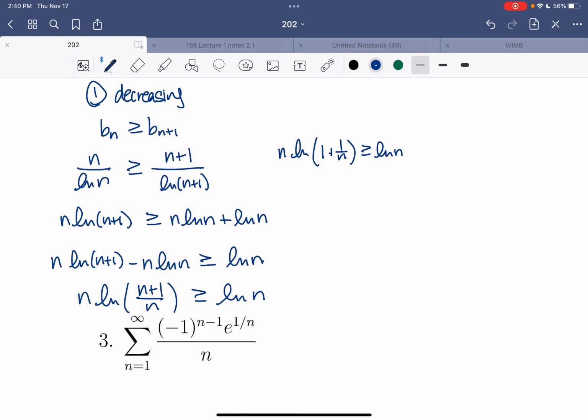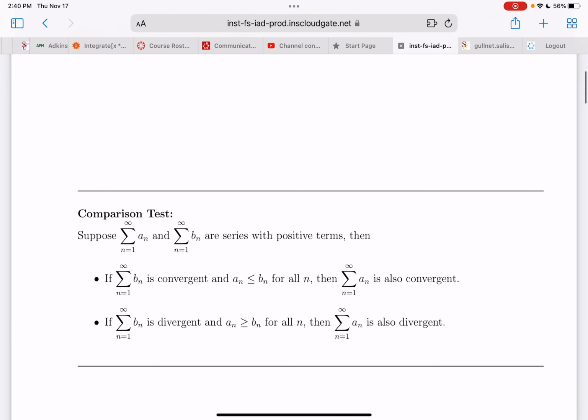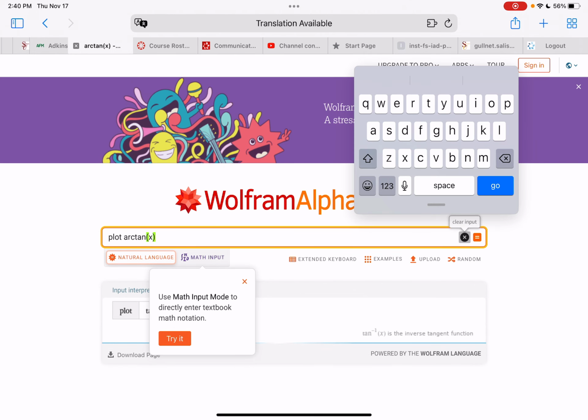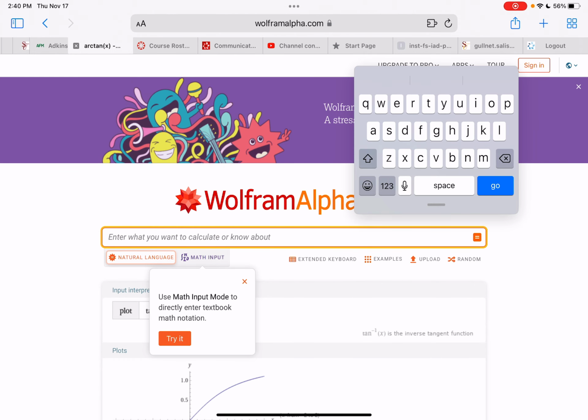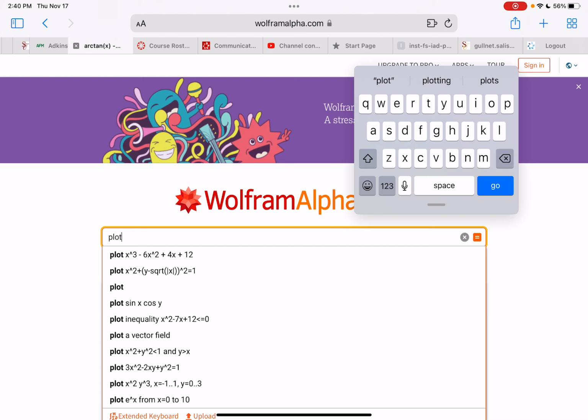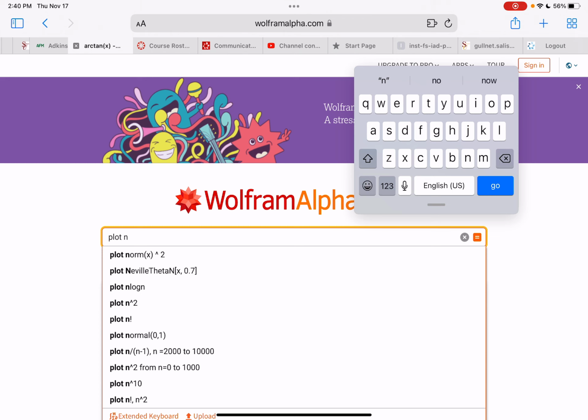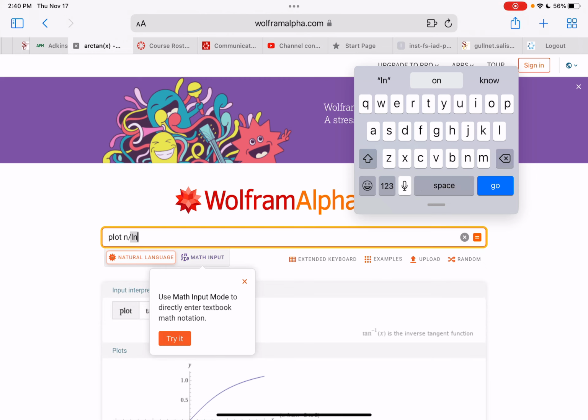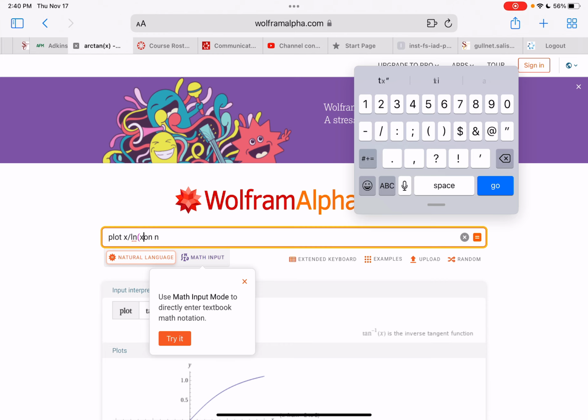Let's take a look at the graph of this one. This one's hard to prove. Let's take a look at the graph. Okay, so we want to plot n divided by natural log of n. Let's try this. X divided by ln of x.